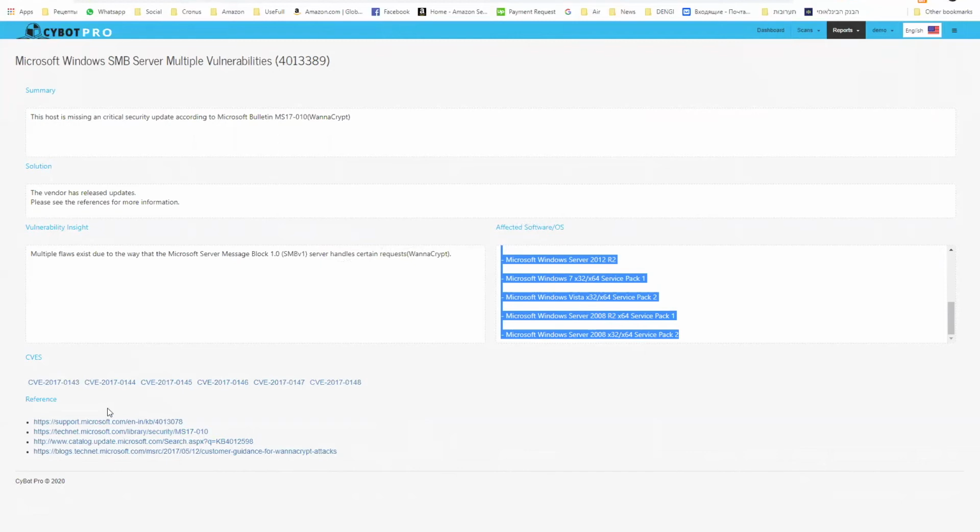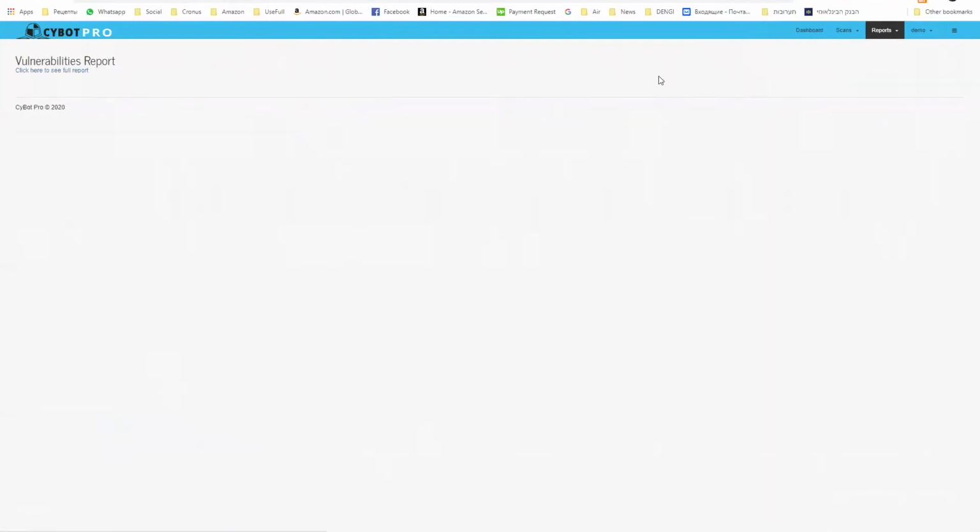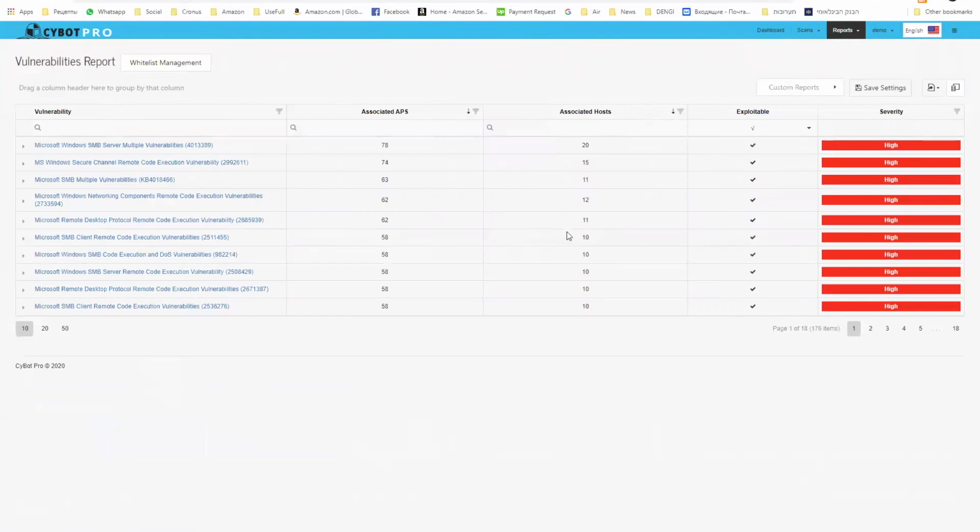This is from one side. From the other side, we have vulnerabilities reports. This report has all vulnerabilities that we found in the system. It is possible to mark exploitable or not exploitable. For example, we have 5,000 in total, but only 176 are exploitable.